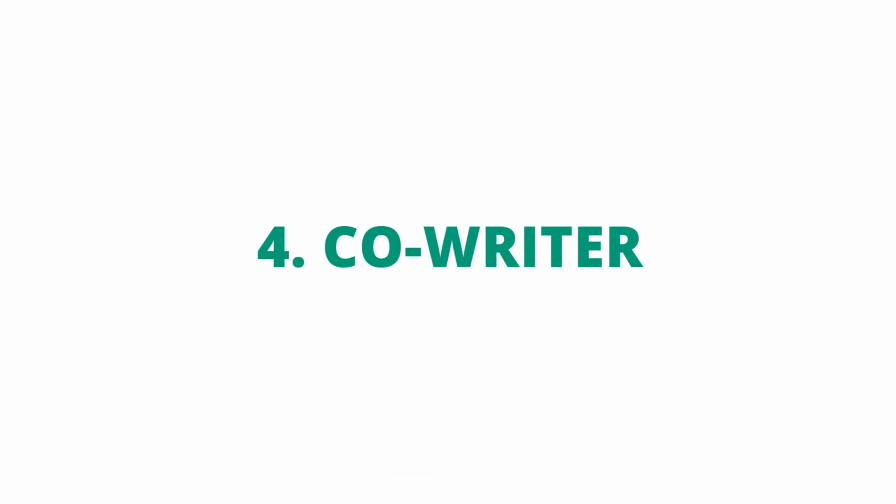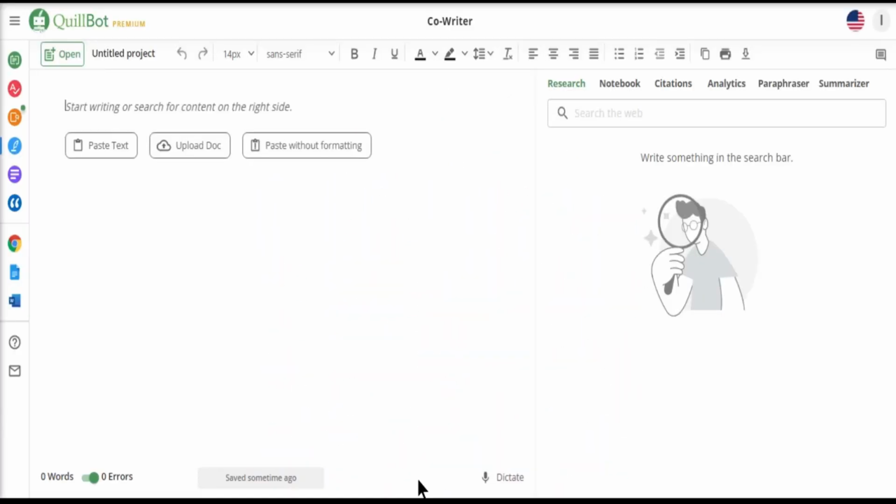Number 4. Co-Writer. The Co-Writer is a writing space that provides users with online research, note-taking, and AI-assisted autocomplete features for a seamless writing and research experience without ever leaving the page. Simply put, this is where you can write blog posts, essays, or anything else without having to go to Google for research purposes because they have the following features.